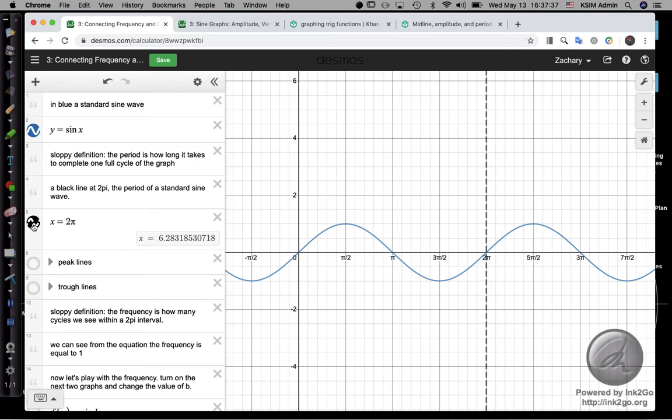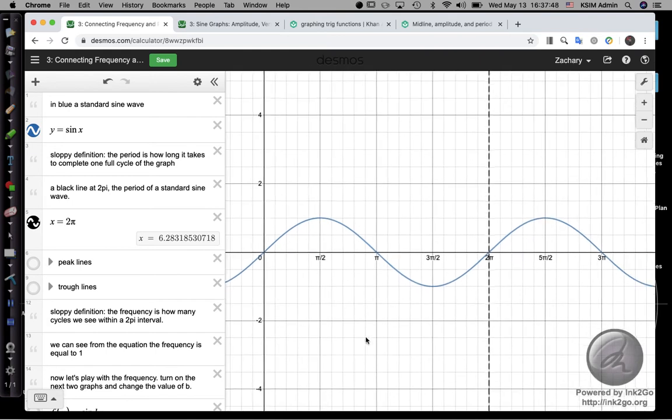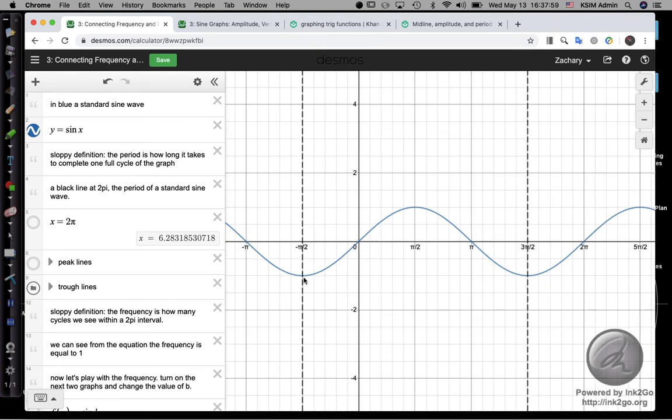And we can see with this particular standard sine function that it completes a full cycle, or one trip around the circle, in 2 pi radians. But we don't necessarily have to measure from 0. We can measure from peak to peak, and we can see again that we've traveled 2 pi radians to get there, or from trough to trough, like the bottom or the minimum of the graph, and it's always going to be the same period that it takes to complete that.